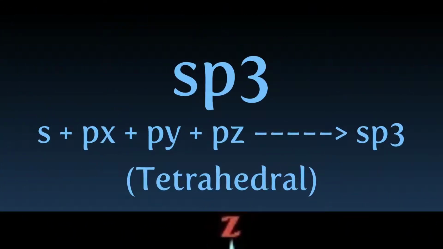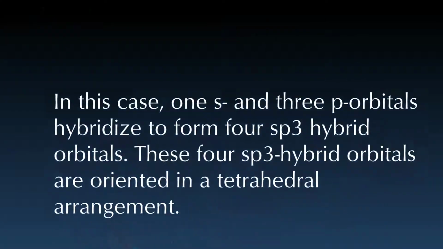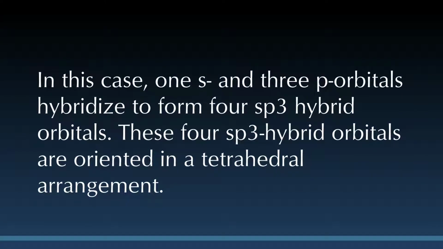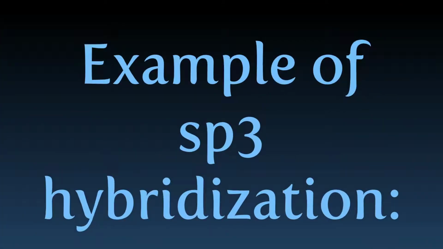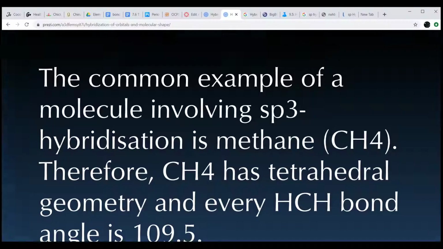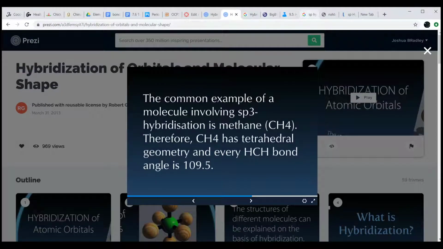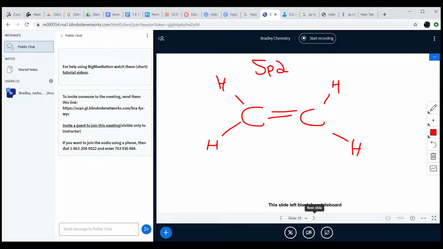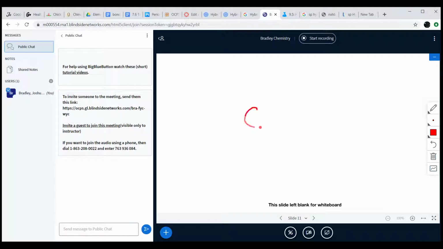Next is sp3. All right. This one's going to have 1 s and 3 p's in the hybridization. And, oh man, why would you do methane? Okay, never mind. They say to use methane here. Let's disagree. We've been using 2 carbons this whole time. Let's go ahead and continue on. All right, so we're going to use ethane.